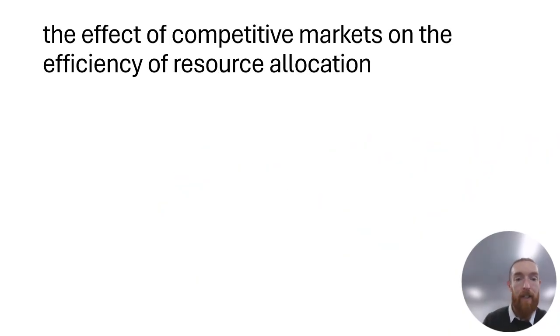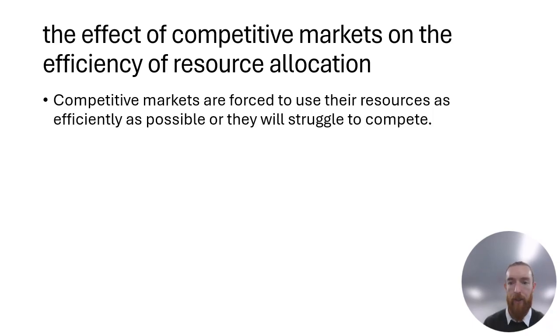Then we've got the effect of competitive markets on the efficiency and resource allocation. So we've talked about competitive markets before: many buyers and sellers, ease of entry and exit, homogeneous goods. So competitive markets are forced to use their resources as efficiently as possible, or they'll struggle to compete. So if they're not efficient, they will die.